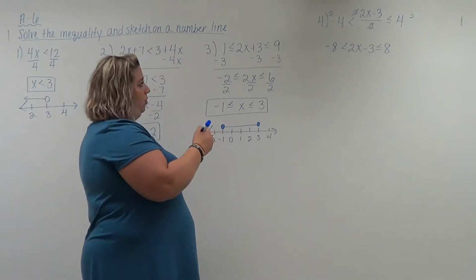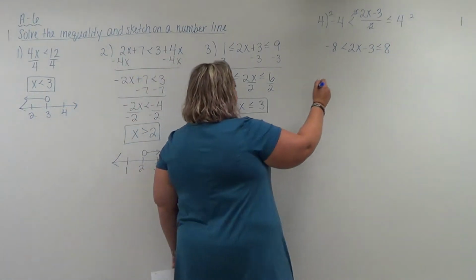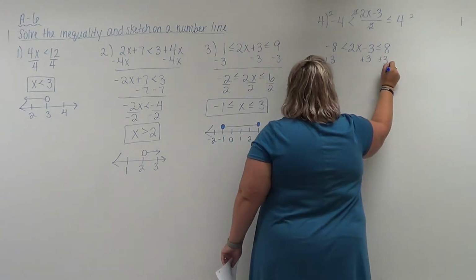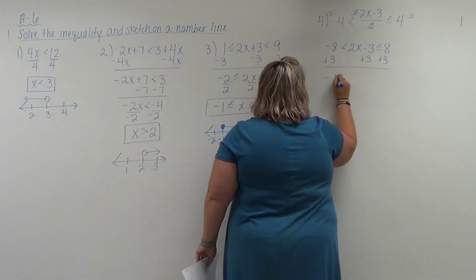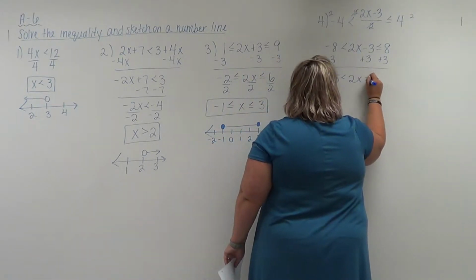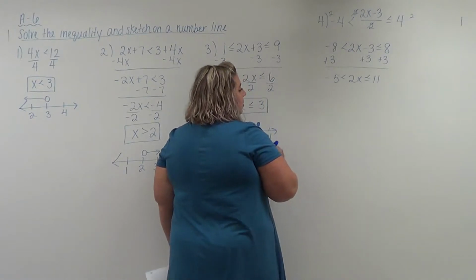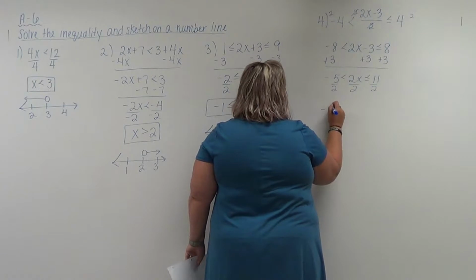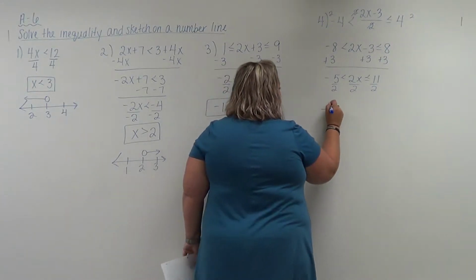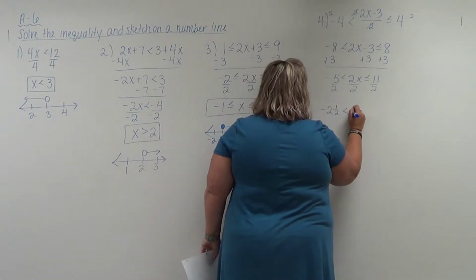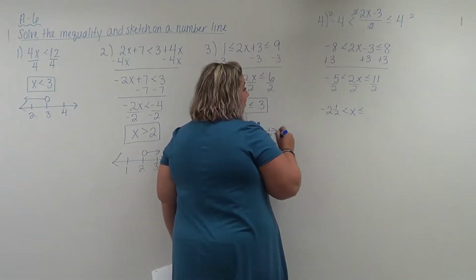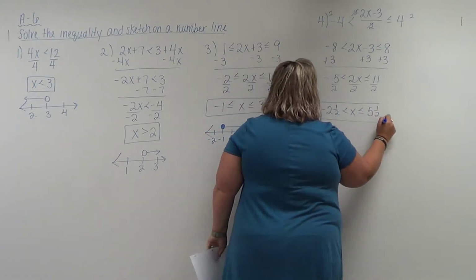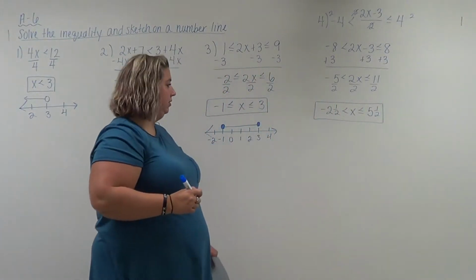Okay, and then it's solving like what we just did here. So I would add 3 in the middle and on both sides. So I have negative 5 less than 2x less than or equal to 11. And then I would divide everything by 2. So I have negative... if it helps you, I'm going to go ahead and write this as a mixed number, because that's going to help me when I actually graph it to know where I'm at. If you want to leave it as improper, that's totally fine.